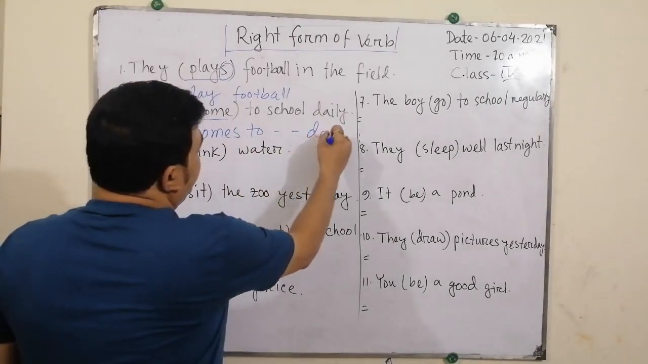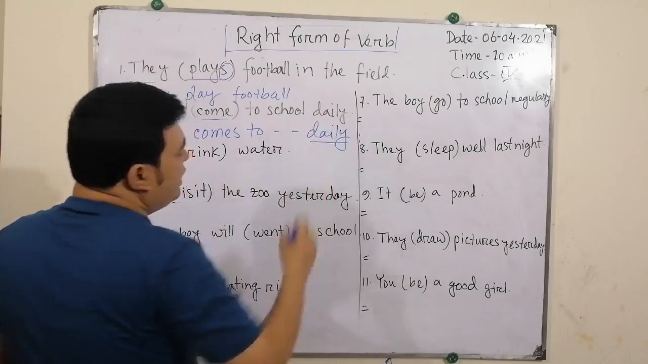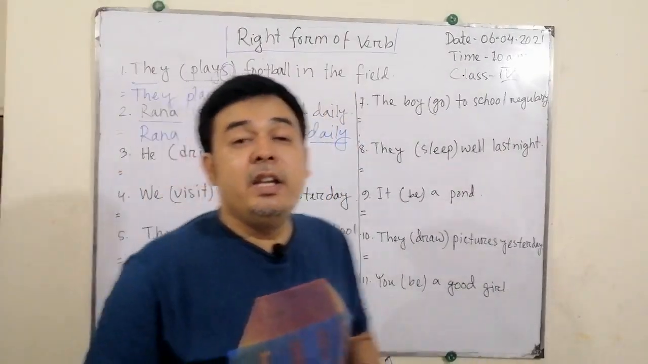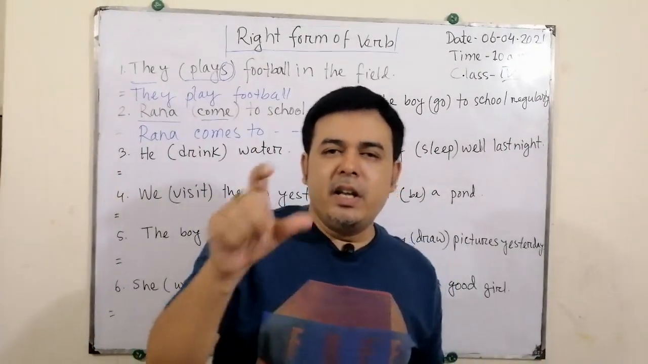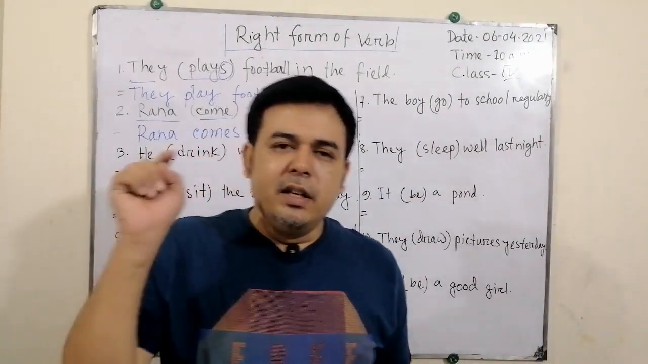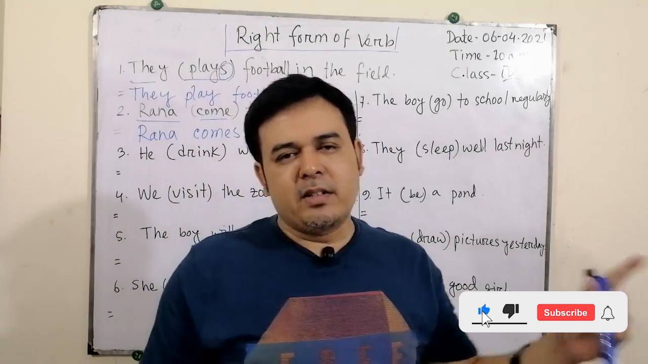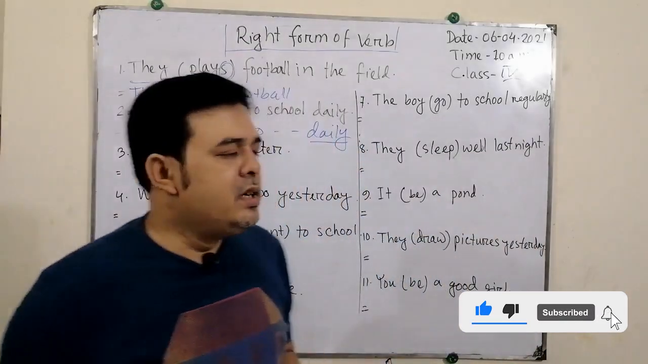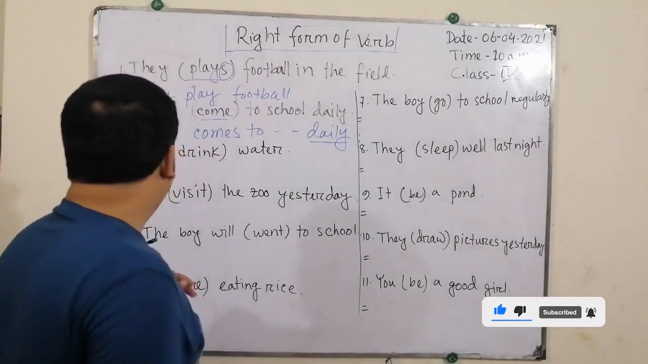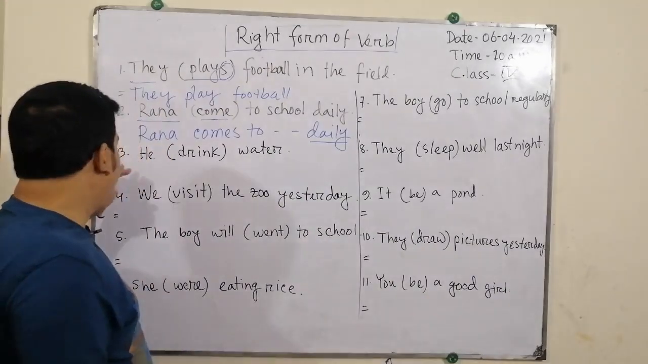Okay, daily. So what is the fact here? The fact is daily. The indicator is daily. Daily is the fact word that reminds you that you should use s with the verb, as your subject is third person singular number. Okay, my dear students, let's check number 3.